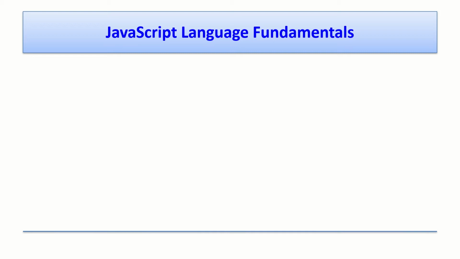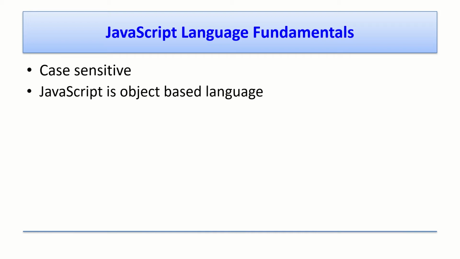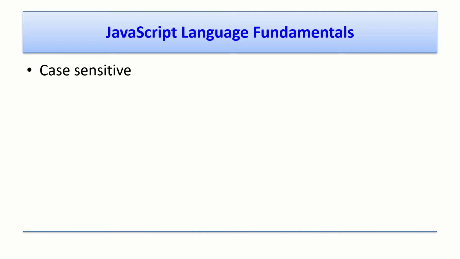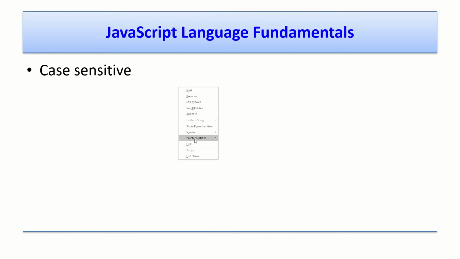Then we can study the JavaScript language fundamentals. JavaScript is a case sensitive language. Now you know what is meant by case sensitive. If you use lowercase, that is different from uppercase. Case sensitive means if you say JavaScript like this, say if you say Java like this, Java.